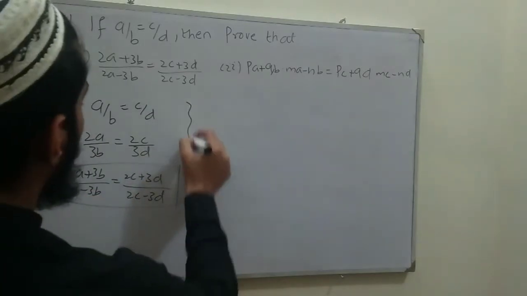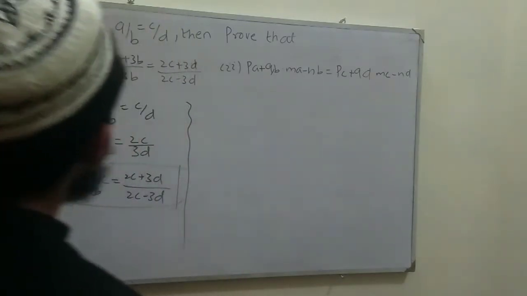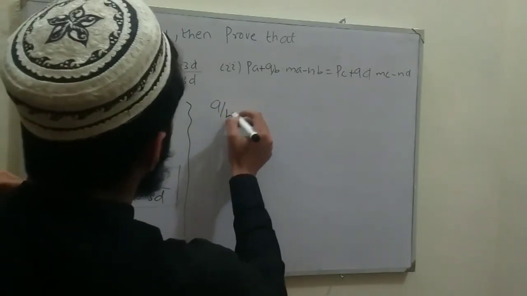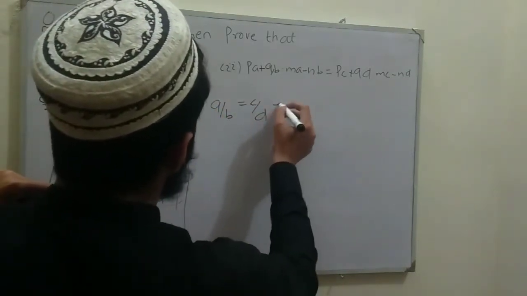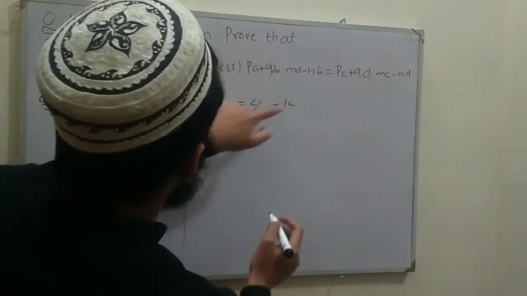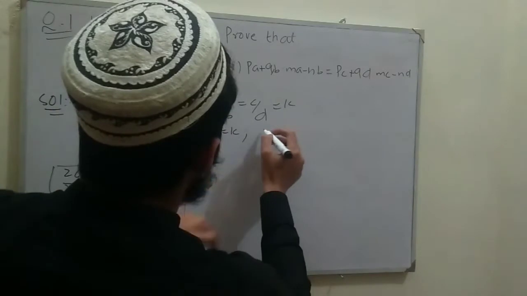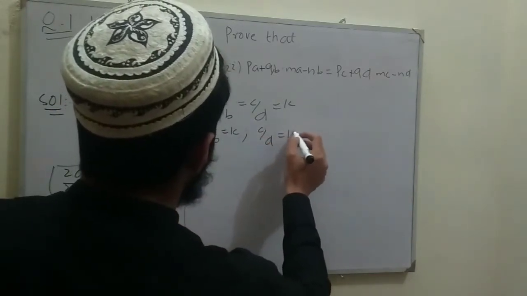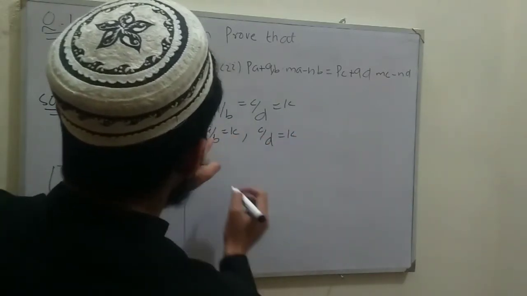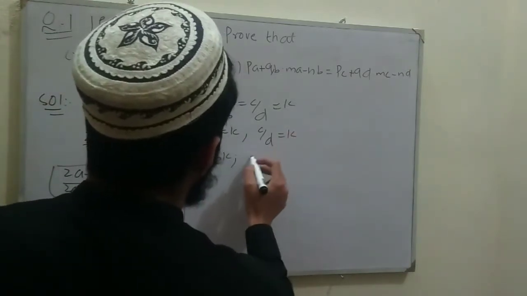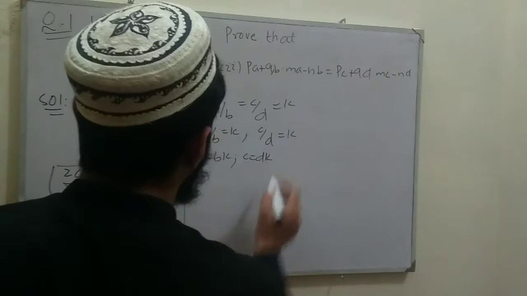Move to prove the second part of the question. If A by B is equal to C by D, here we apply the K method. A by B is equal to C by D, let's suppose it is equal to K. So A by B will be equal to K, and C by D is equal to K. Move B to the right hand side, A is equal to BK, and move D to the right hand side, C is equal to DK.